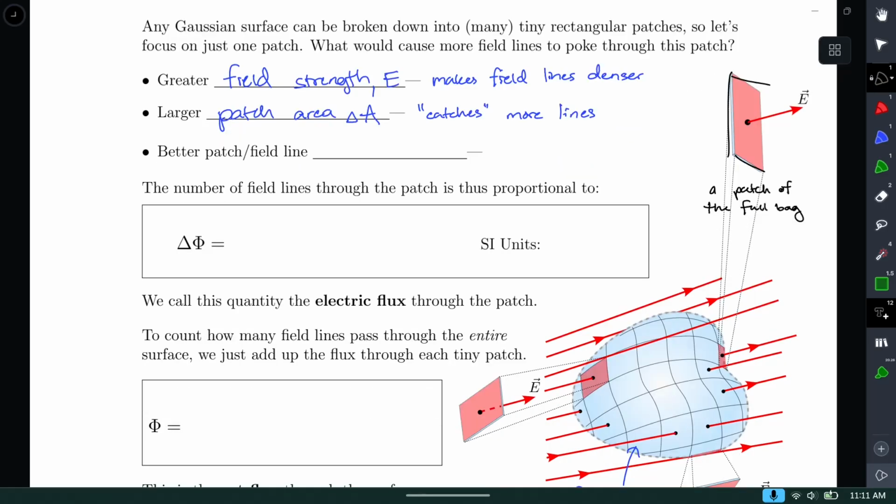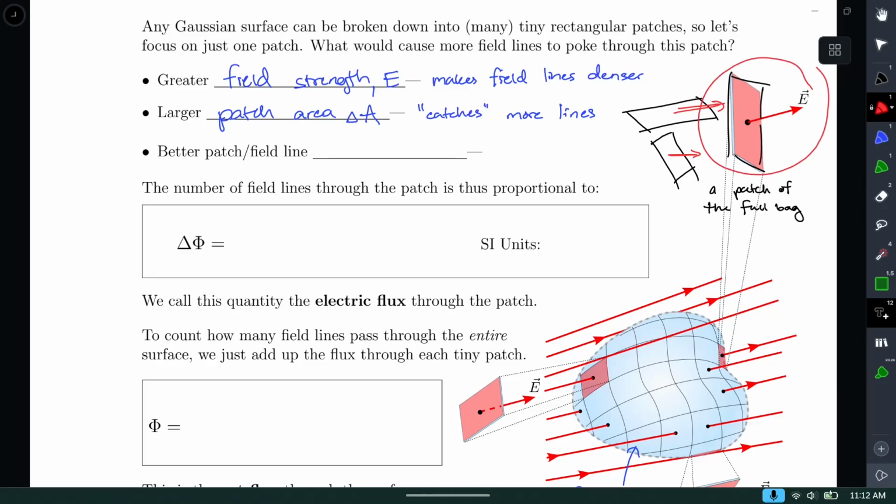And one more. So here's the current patch I'm looking at. What if I laid that patch flat, but the electric field was still in the same direction? Is that field line poking through the patch now? No, it's just grazing its surface. It's skating across it. It's not poking in or out. So the orientation of the patch matters. And then there's the question of what if we're somewhere in between? Then would you say it's poking through or not poking through? It is, but not as much as this one, right?